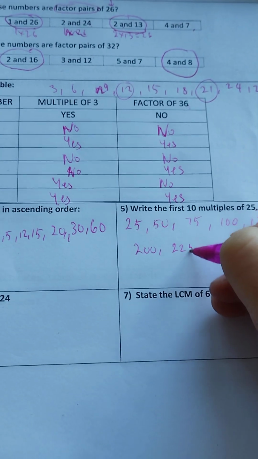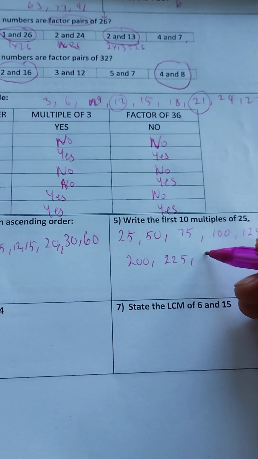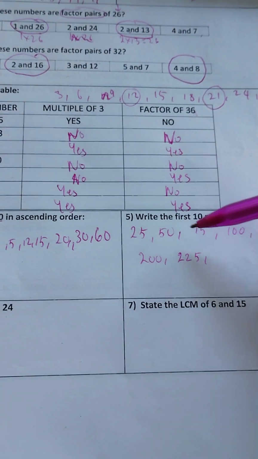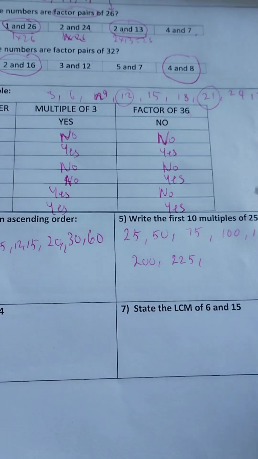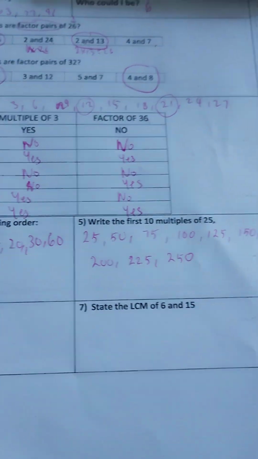So 225, and let's just double check. We need 10. So 1, 2, 3, 4, 5, 6, 7, 8, 9. One more, and we've got 10. Just write 10, and that's all you need to do.